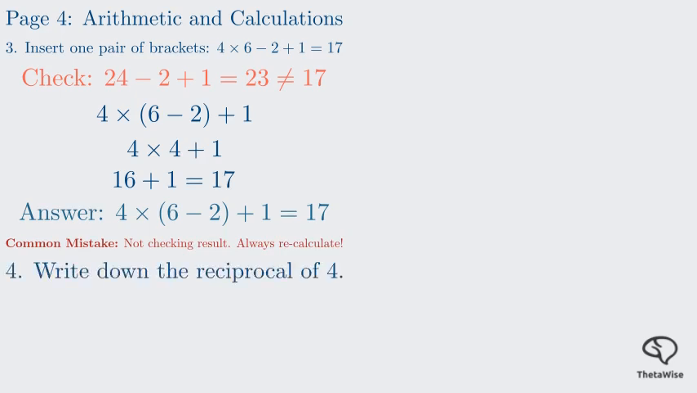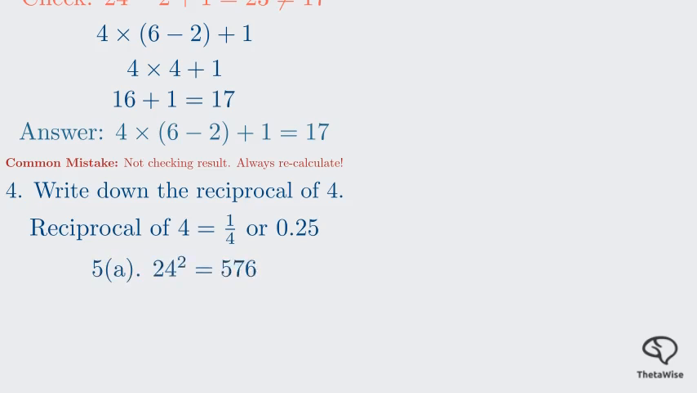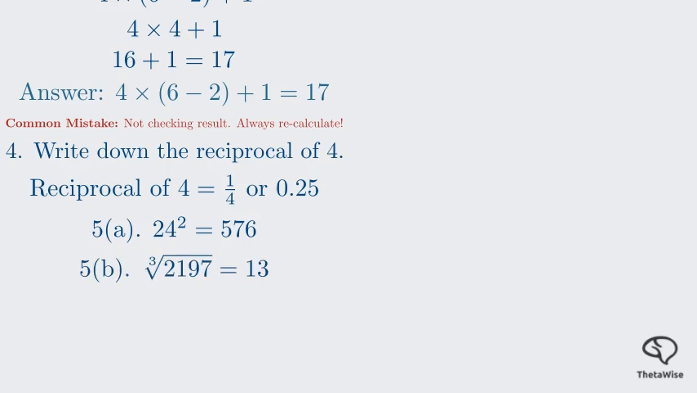Question 4 asks for the reciprocal of 4. The reciprocal of a number is just 1 divided by that number. You can write this as 1 over 4 or 0.25. For question 5, you should use your calculator. For part A, 24 squared is 576. For part B, the cube root of 2197 is 13.